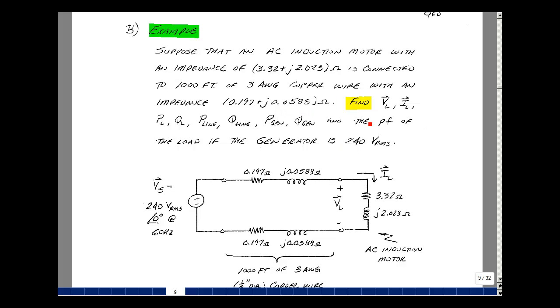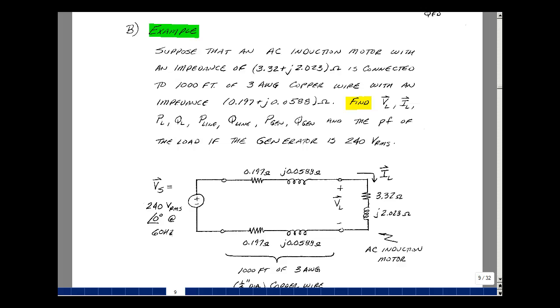Can you find the voltage across the load, the current through the load, the real power absorbed by the load, the reactive power absorbed by the load, the real and the reactive power absorbed by the wires, and then the real and reactive power that's generated? Can you also find the power factor?